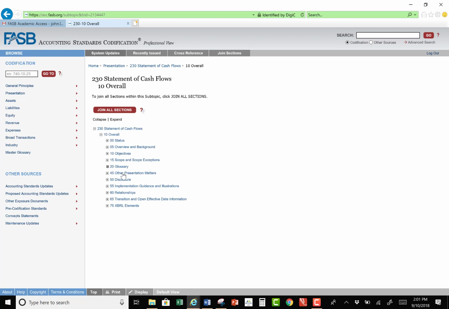If I wanted to know something about the statement of cash flows, I'm going to cite that as topic 230, subtopic 10 overall, and then I start looking at these sections down here to see what I am interested in. When you look at these sections, you can almost ignore some of the first ones. It's rarely that the answer to our question is status, overview, background, objective, scope, glossary. The meat really starts down here in subtopic 45.